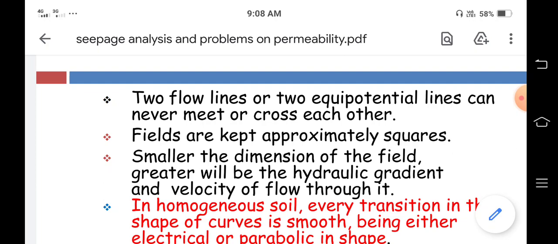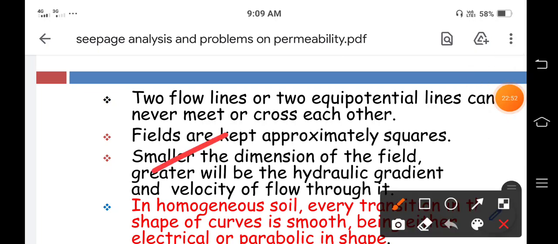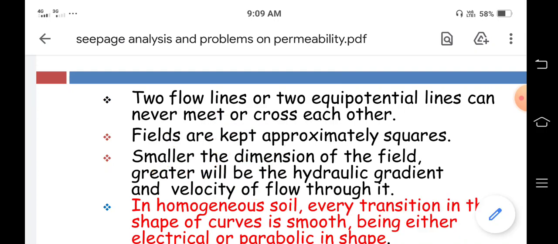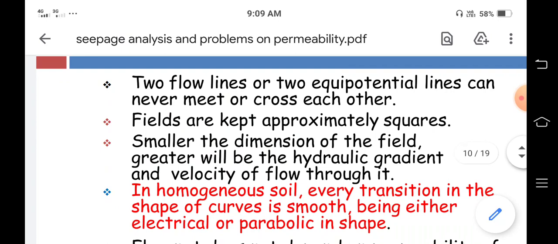And the next one, fields are approximately square. This field means the distance between two flow lines and two equipotential lines. If you draw a circle inside it, it can be easily drawn. Then, the smaller the dimension of the field, the greater will be the hydraulic gradient and velocity of the fluid.